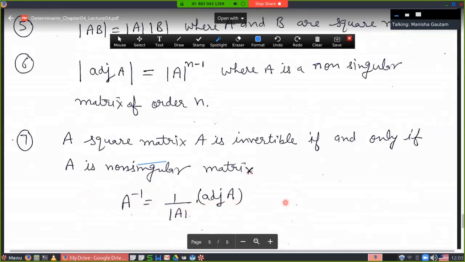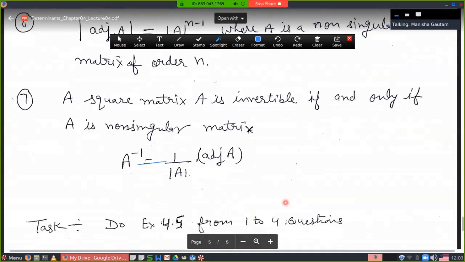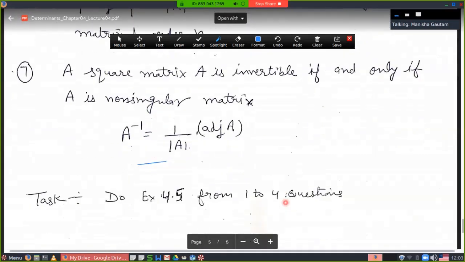One method we have already discussed in the chapter on matrices. This is a second method to get the inverse of the matrix A. We'll discuss in the next lecture how to find the inverse. Just go through the properties, learn these properties, and do questions 1 to 4 in exercise 4.5.